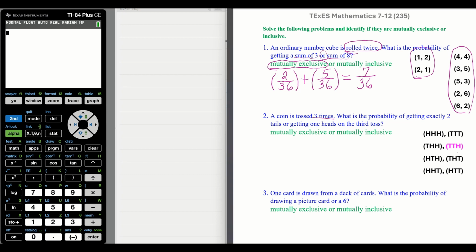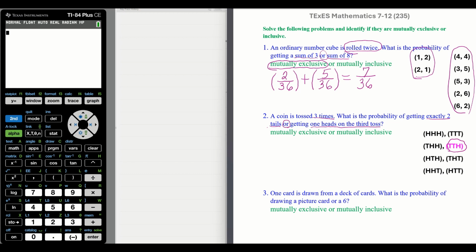Number 2, a coin is tossed 3 times. What is the probability of getting exactly 2 tails or getting 1 heads on the third toss? Over to the side, you see all the outcomes listed, and then one is highlighted in pink. Well, this one's particularly important. Notice that we get exactly 2 tails, and the heads. Well, we need to exclude that one.